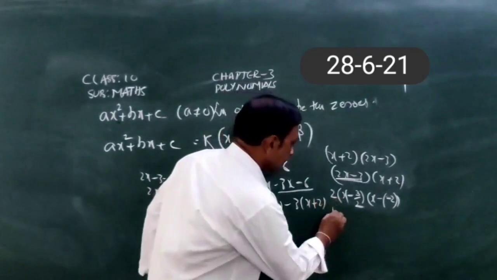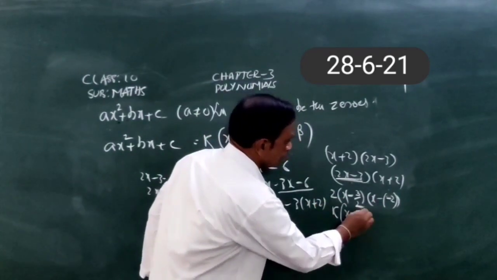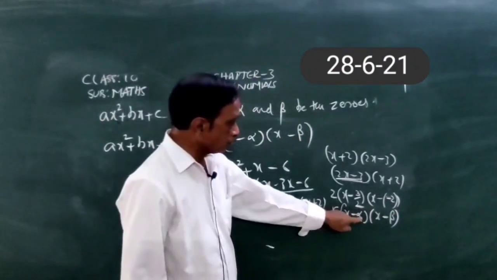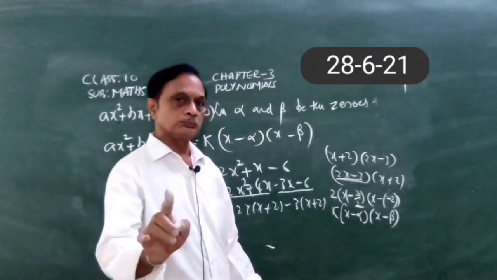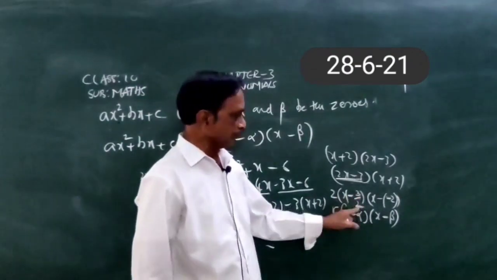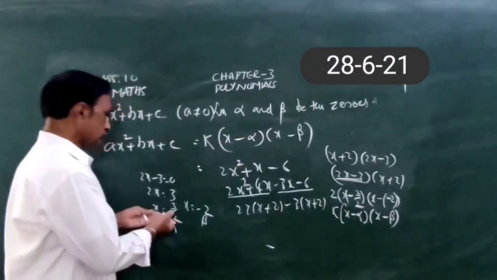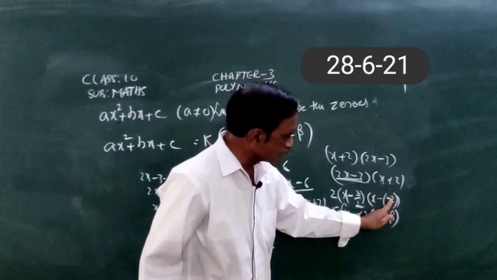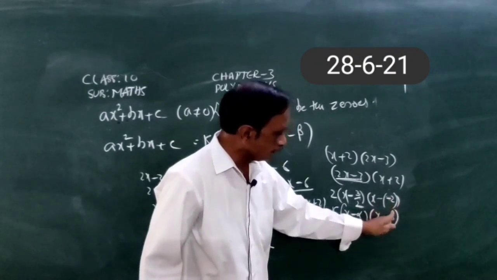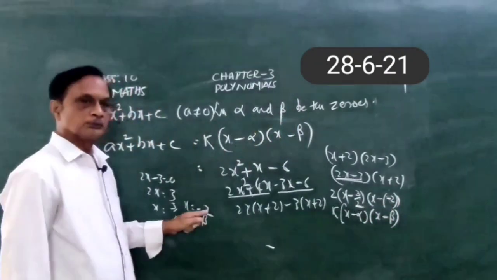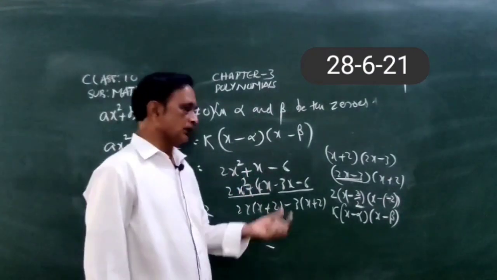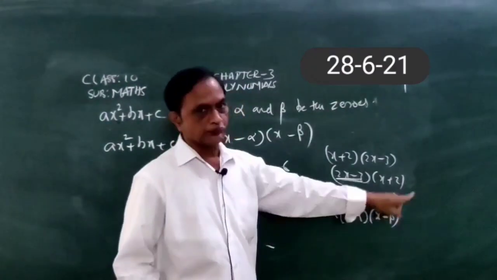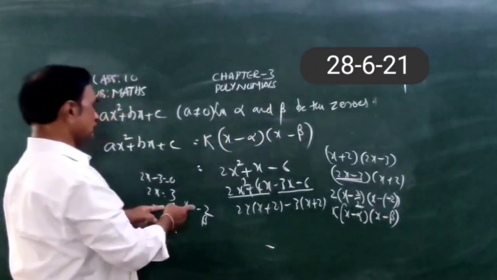But it is in the form of k into x minus alpha into x minus beta, where alpha equal to what here? 3 by 2. Don't say minus 3 by 2. Minus alpha equal to minus 3 by 2, so alpha equal to 3 by 2. Here we got alpha 3 by 2. And x minus of minus 2 is x minus beta. What is the value of beta? Minus 2. So we have expressed this quadratic polynomial in the form of k into x minus alpha into x minus beta, where alpha and beta are the zeros.